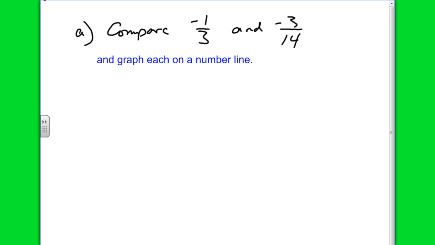And let's try comparing now. So we have 2 fractions, they're both negative, so watch out. Compare them and graph them on a number line. Okay, so Cooper noticed 3 and 14 are relatively prime. 14 doesn't have any factor of 3. So he says you just multiply them together to get the LCD.